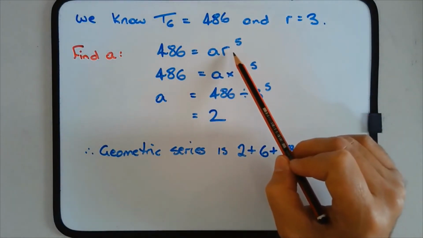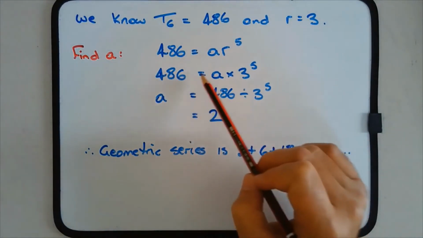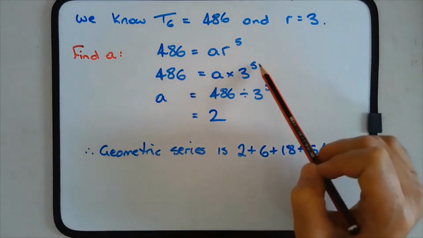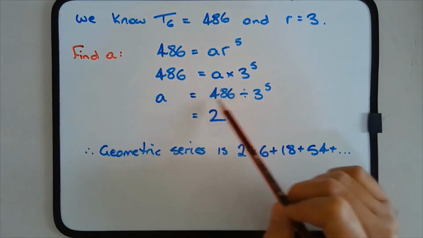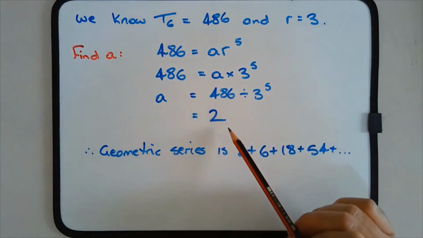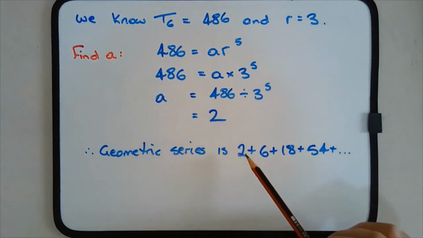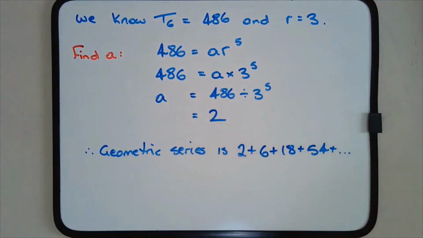We know R, so we're going to substitute 3 for R here. So 486 is equal to A multiplied by 3 to the power of 5. Let's make A the subject of the formula. So A is equal to 486 divided by 3 to the power of 5, and that equals 2. So the geometric series is 2 plus 6 plus 18 plus 54, and so on.